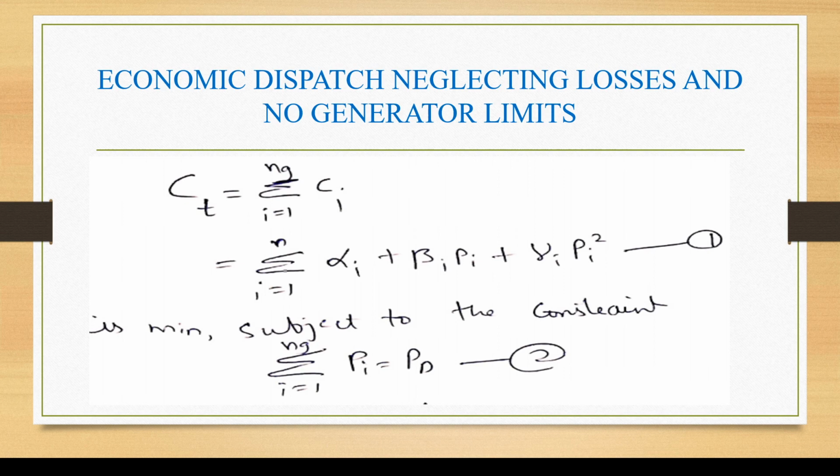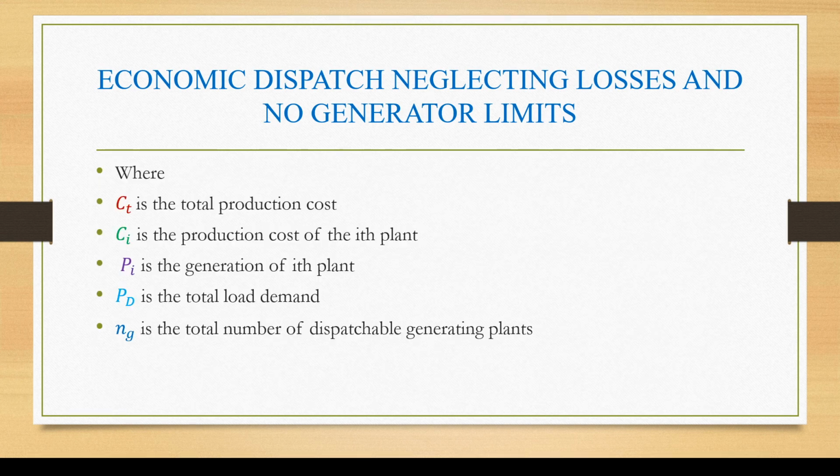In economic aspects, the cost will be minimized by minimizing the running cost. The major contribution of running cost will be the fuel cost. So directly, economic load dispatch is dealing with the minimization of fuel cost. So we are minimizing here the fuel cost. What is this CT here? CT is the total production cost, Ci is the production cost of the ith plant, and Pi is the generation of the ith plant. PD is the total load demand. NG is the total number of dispatchable generating plants.